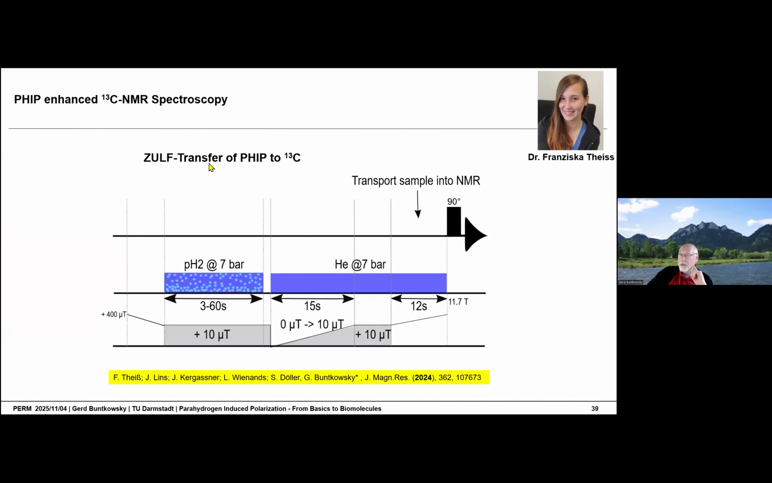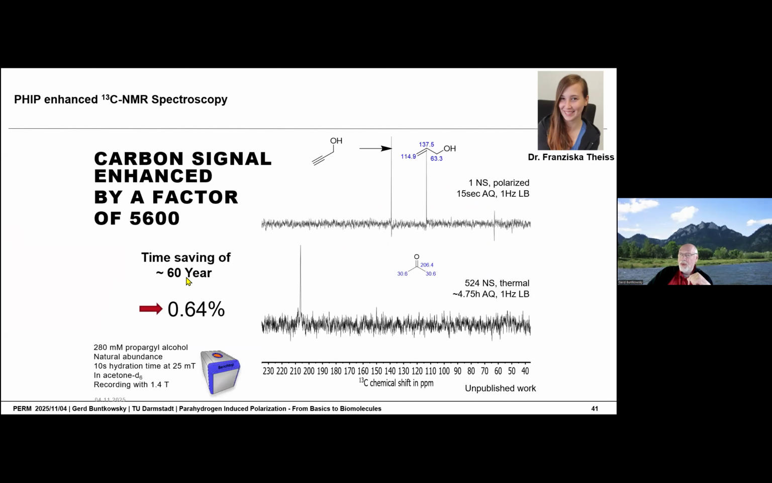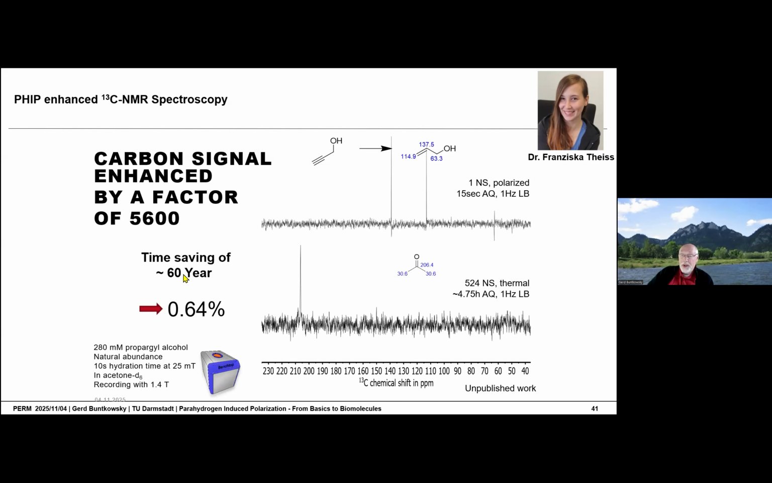This, for example, is a self-transfer to carbon-13. This is a pulse sequence. This here is done at the high field spectrometer at 500 megahertz, so we get about 0.91% polarization. This here is done at the low field spectrometer, so we get about 0.64% polarization. And while this here is a time saving of about 1.5 years, this here will take 60 years to get the same signal to noise enhancement.